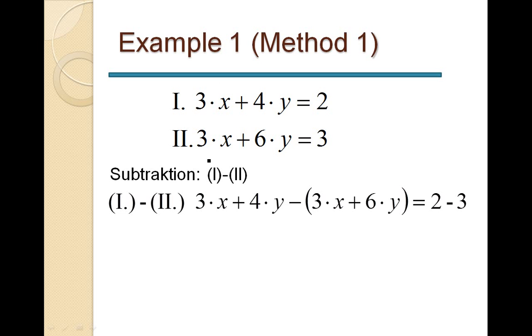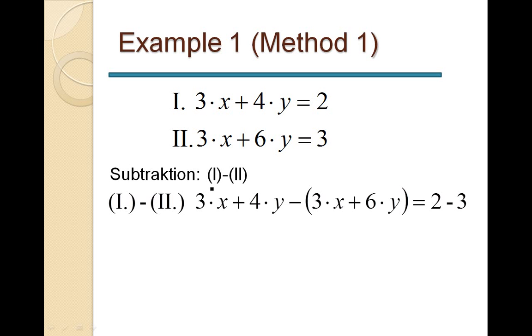Okay, and what will happen? With the first equation, you always have to talk about left and right hand side. So what this actually means is subtract the left hand side of 1 minus the left hand side of 2, and that equals the right hand side of the first equation, which is 2, minus the right hand side of the second equation.